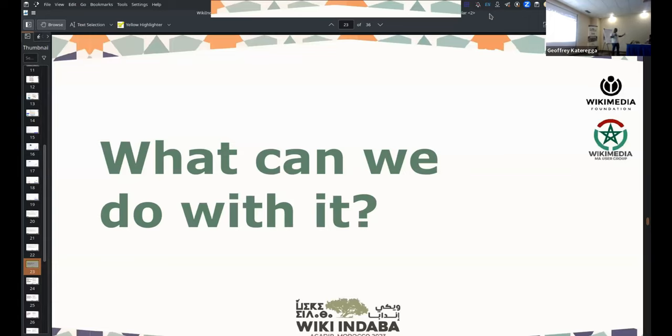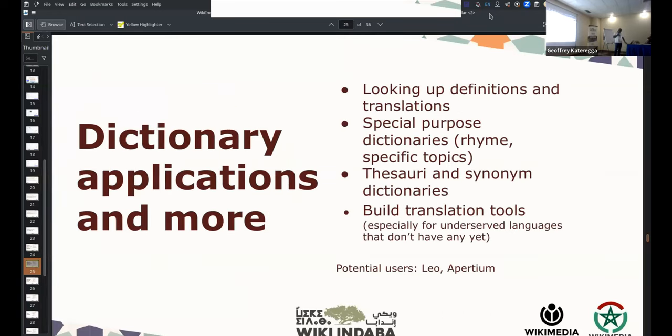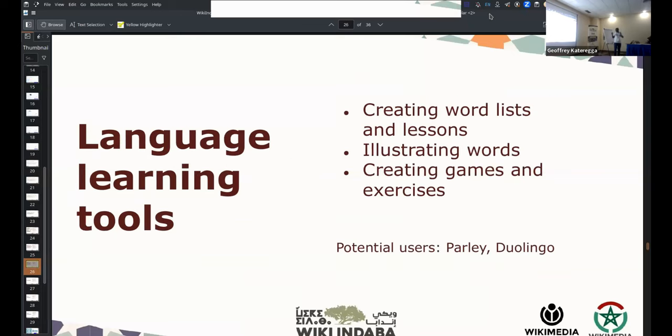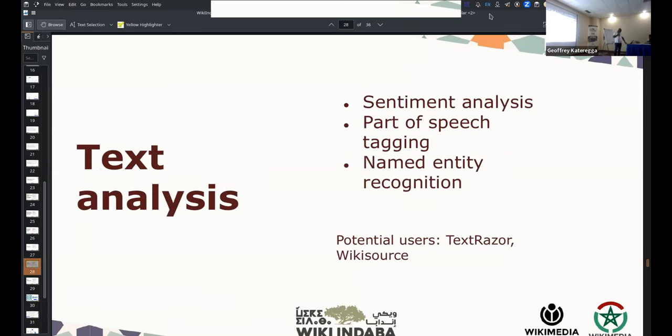So I've been rambling about how Lexemes are important, what we can do with them. And one of the practical use cases is that Lexemes can be used to support the Wikimedia projects, but also dictionaries themselves. They can be used to build dictionary applications, next slide. And they can be used to build language learning tools. There are a whole lot of them. And potential users of those tools include Duolingo. You can use them to do research. They can be used for text analysis as well, to analyze the different parts of speech.